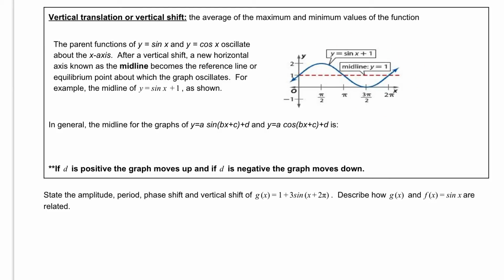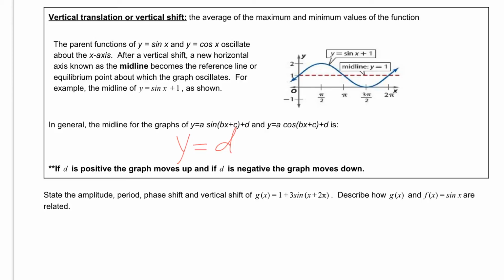So if you take a look right here, normally our graph oscillates with the x-axis, but since we have this plus 1, we've shifted our graph up 1, which also shifts that midline up 1. In general, the midline for the graphs of sine and cosine is y equals d. If d is positive, the graph is going to move up, and if d is negative, the graph moves down.